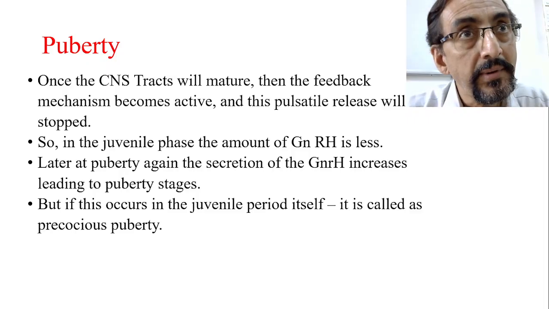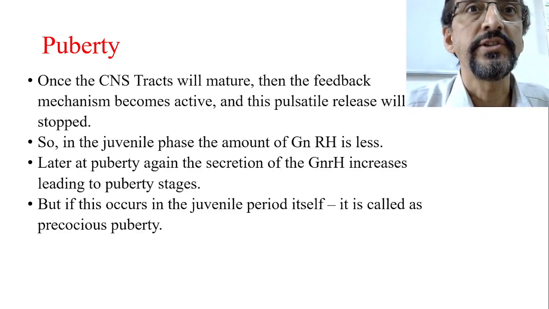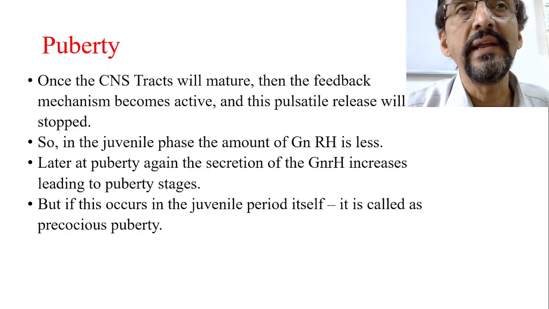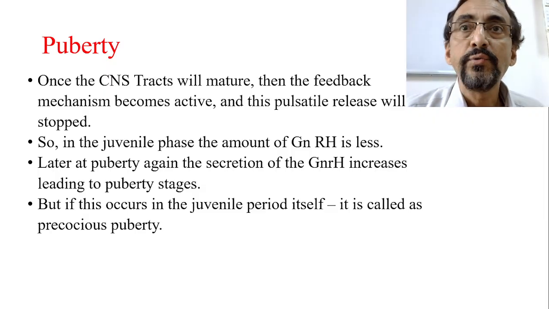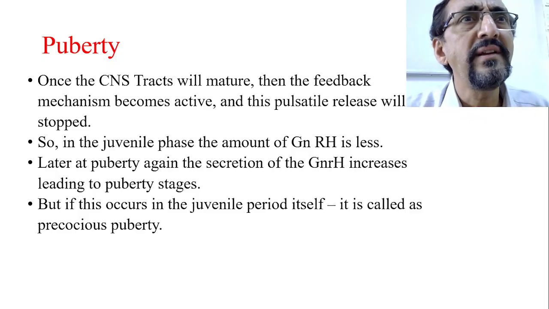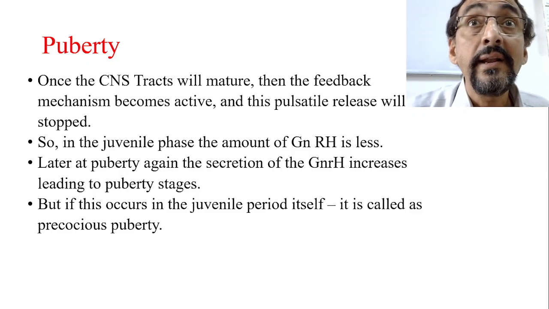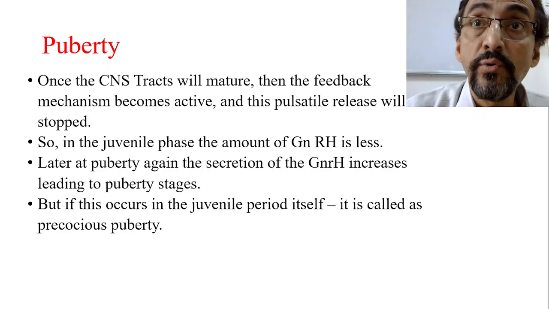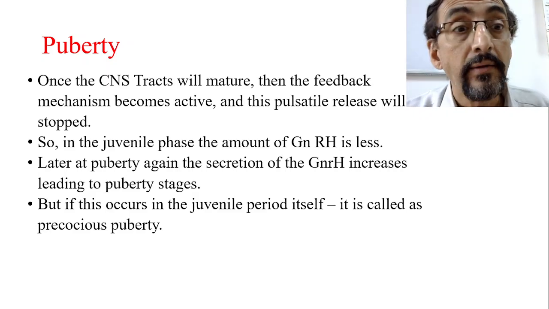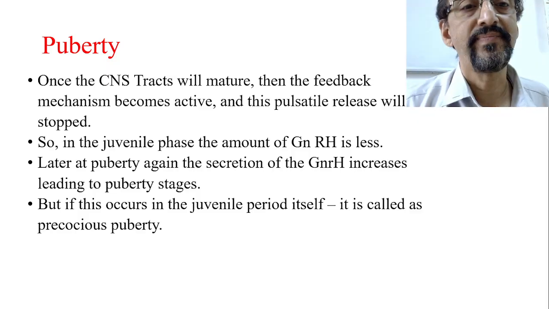So after mini puberty, again there will be stoppage of this gonadotrophin production. So in the juvenile phase, the amount of GnRH is very low. This is what happens after 2 years: the GnRH level will come down because now the CNS is matured and the feedback system is very perfect. Now later in puberty, after it stopped at 2 years, when the child comes to puberty, later during the time of puberty, again the secretion of GnRH starts.